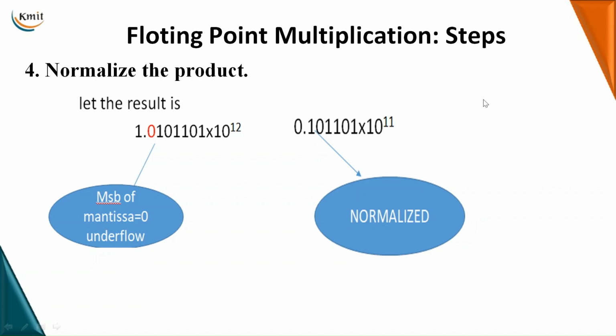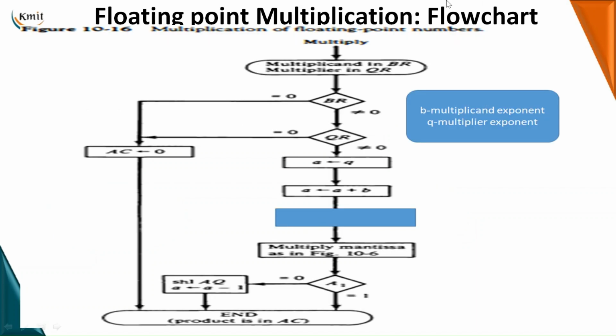Now let us see these 4 steps with the help of a flowchart. So this is a flowchart of a floating point multiplication where we have two operands, the multiplicand and the multiplier. The multiplicand is stored in a register BR, whereas your multiplier is stored in a register QR. So the first step is check for zeros. We are checking if any of the operands BR or QR is a 0. Say, for example, I'm checking the operand BR.